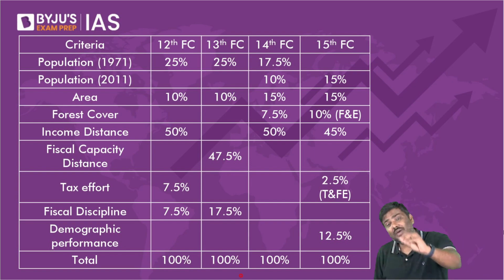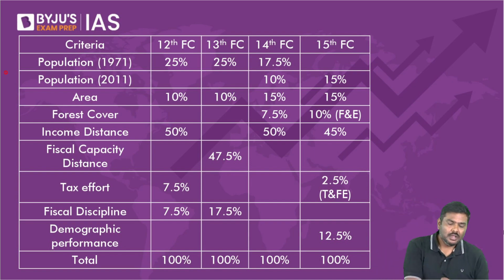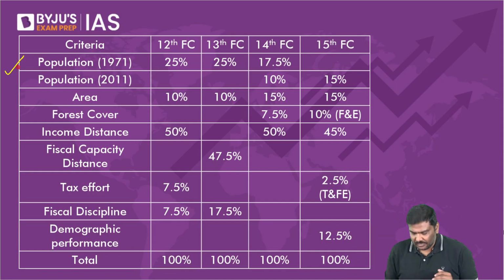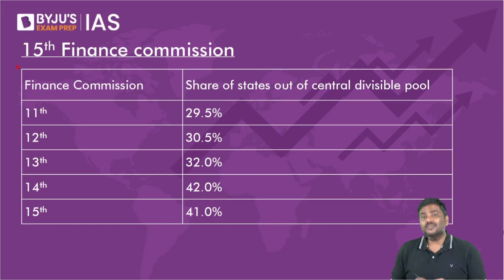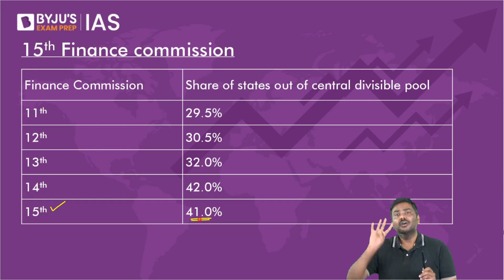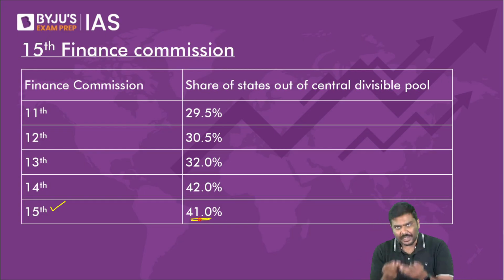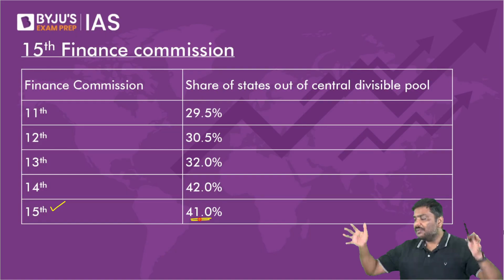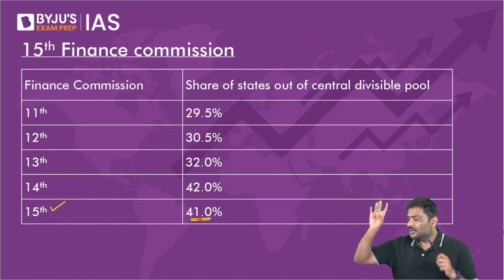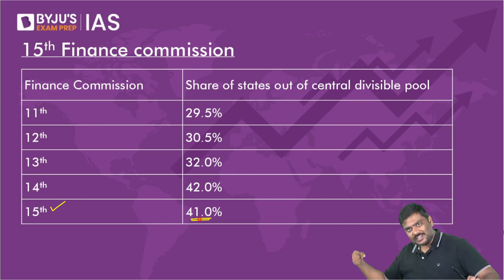Okay. Now, please have a look at it. There are two formulas I mentioned. One is vertical devolution. The second one is horizontal devolution. What is the vertical devolution formula given by the 15th Finance Commission? The 15th Finance Commission has given a vertical devolution formula of 41%, which means out of the total divisible pool of taxes, 41% will go to the states and the remaining 59% will go to the central government.